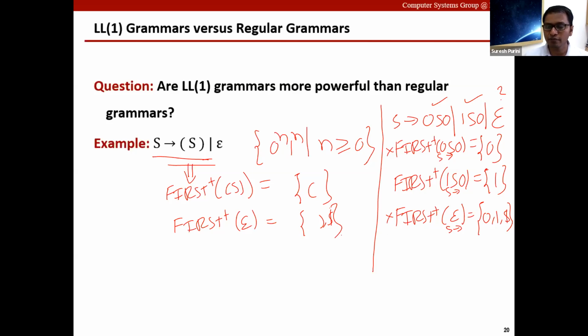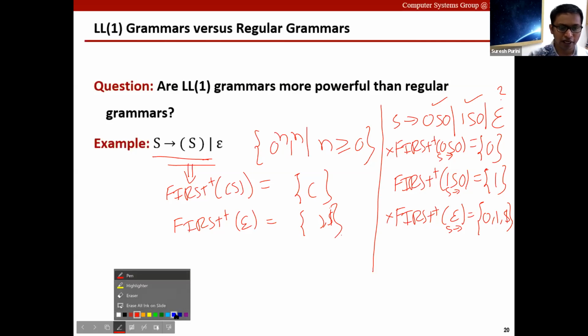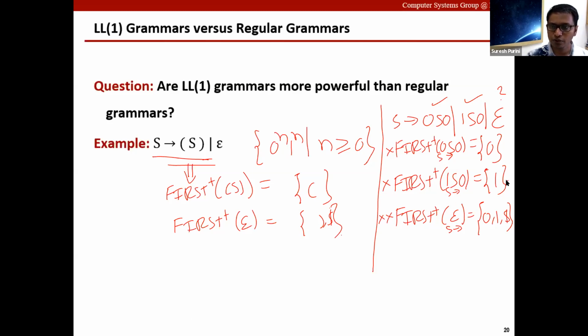So if the current look-ahead symbol is 0, we don't know whether we should be using the first substitution rule or the third substitution rule. Similarly, if the current look-ahead symbol is 1, we don't know whether we should be using the second substitution rule or this substitution rule. So these two substitution rules conflict on the input symbol 1, and the first and the third substitution rules conflict on the input symbol 0. That is the reason this grammar is not LL1 parsable.